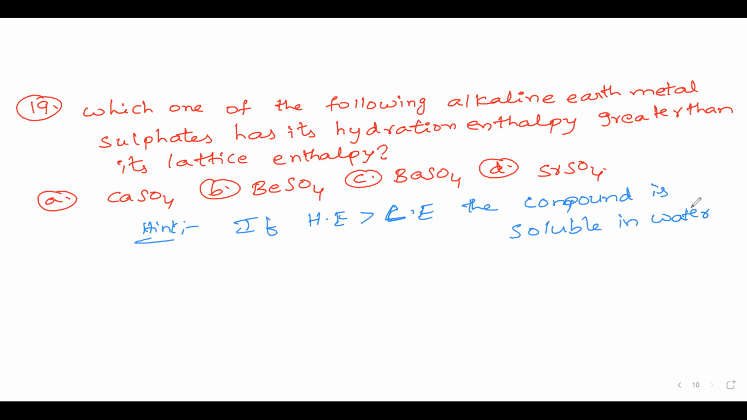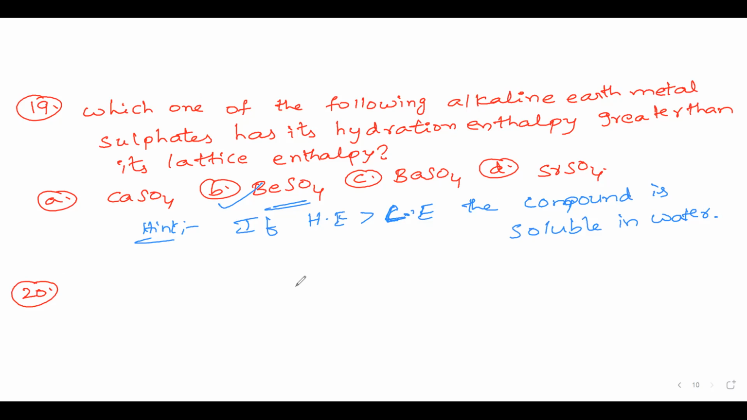So which is soluble in water? We have to check. It's quite simple, that is the basic idea. Beryllium sulfate has more hydration enthalpy, so the answer is B. If hydration enthalpy is greater than lattice enthalpy, the compound is soluble in water, which here is beryllium sulfate. The remaining are all sparingly soluble in water.